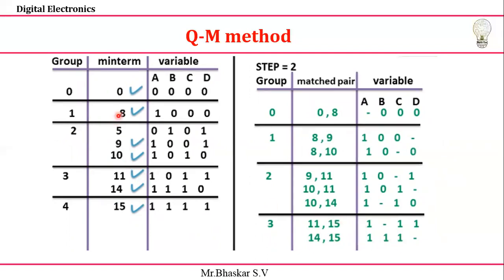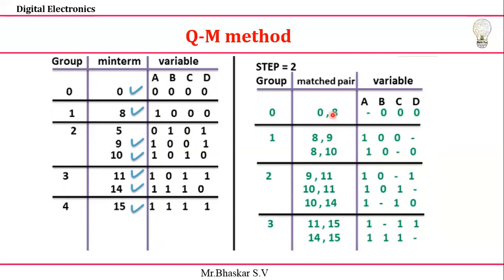Whatever groups you matched, you need to make them a tick. So here I'm going to take ticks, tick tick tick tick only. Only in this case 5 is not matched with any pair. Okay, then these are the matched pairs we are getting in step 2. Next, I'm looking for step 3.